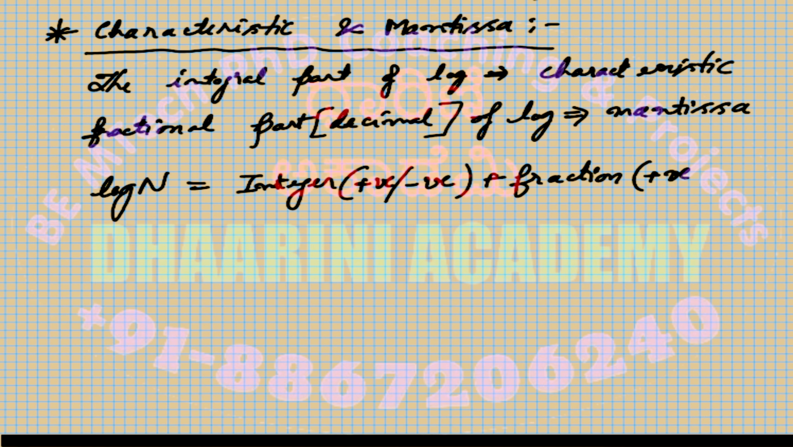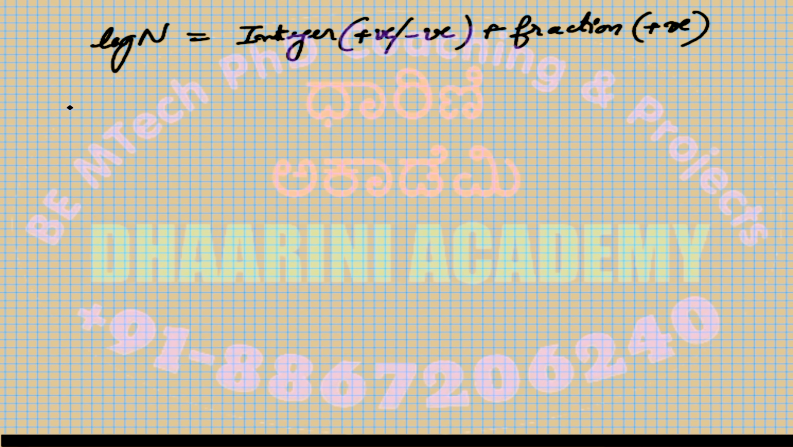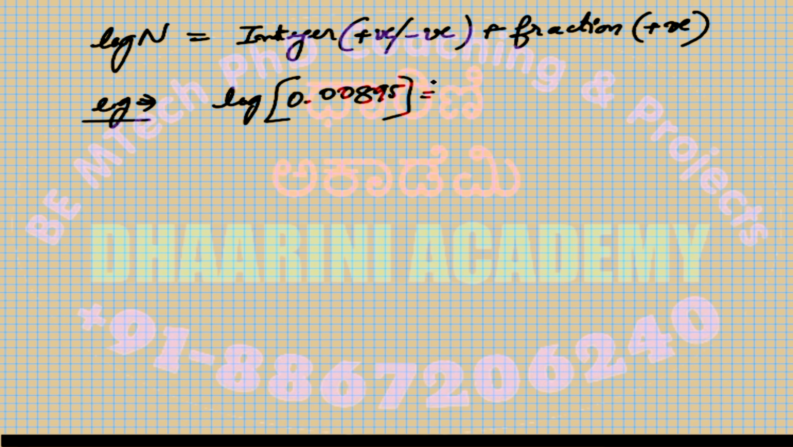All right, now let us try to go for an example. So this is the example. So let us try to take the log of 0.00895. I want to take a log of this. I have not mentioned any base, which means it is base 10. Okay. So this comes to be minus 2.0481769. Let's say. All right, this is my answer.